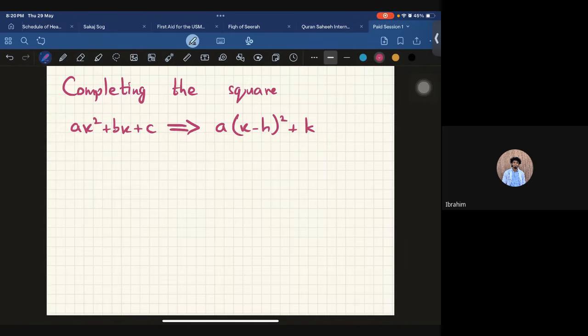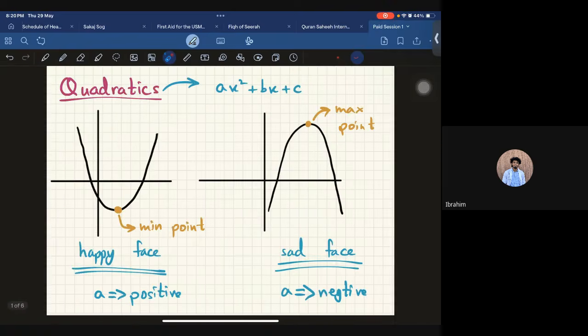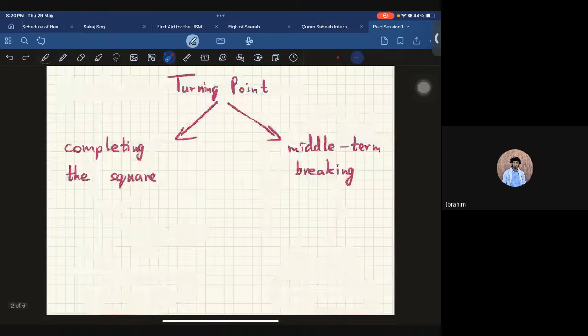ठीक है. Once we've gotten this form, we can easily find the coordinates of the turning point, which will be h, k. ठीक है. So हमारे पास ये फॉर्म होती है initially, इसको इसमें convert किया, we take the value over here and the value over here. These two are the turning point. अब जो again जो a था, if a is positive, then this is a minimum point as we did over here. So a is positive, it's a minimum point. If a is negative, it's a maximum point. ठीक है.